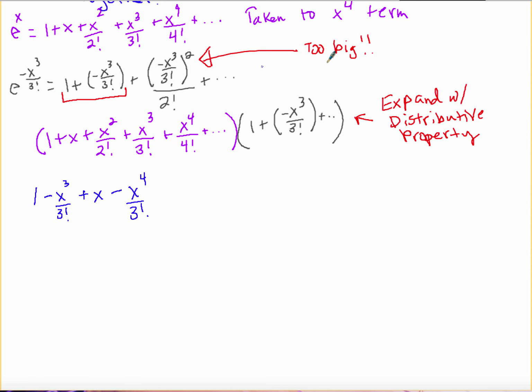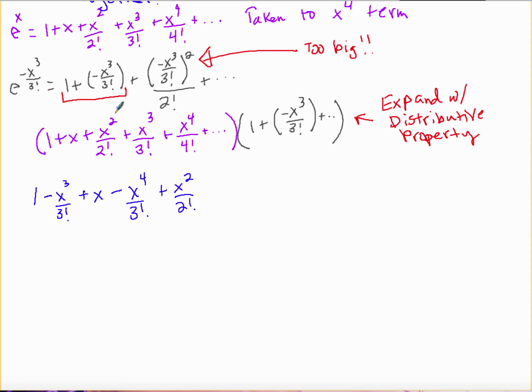And I could continue multiplying this x to the rest of the series, and again, they're too big because we're going to go over x to the 4th, so it's not necessary. Here we go. Now we're going to multiply this guy. X squared divided by 2 factorial times 1. Oh, that's nice. That's just going to be x squared divided by 2 factorial.